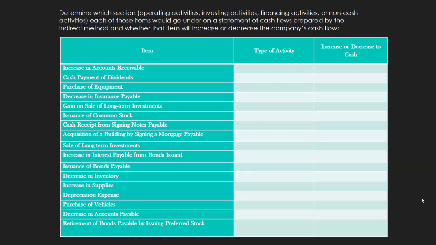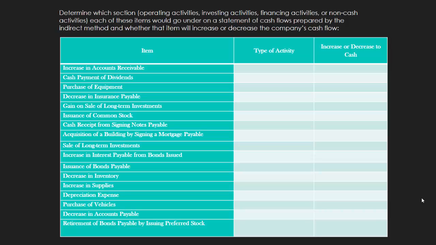In this problem we need to determine which section, and by that I mean operating, investing, financing, or non-cash, each of these items will appear under on the statement of cash flows if we are using the indirect method. We also need to determine if this line item is going to increase or decrease the company's cash flow. So the first thing we have is an increase in accounts receivable.